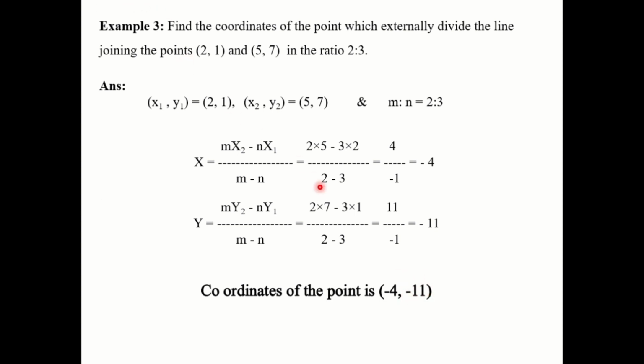This is an example of the coordinates of the point which divides the line externally in the ratio m to n. This is all about the section formula.